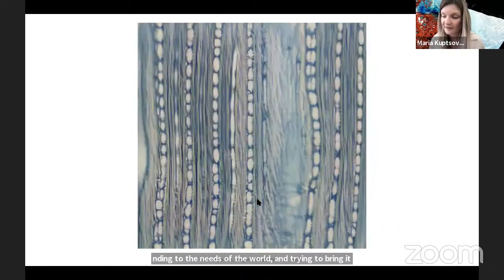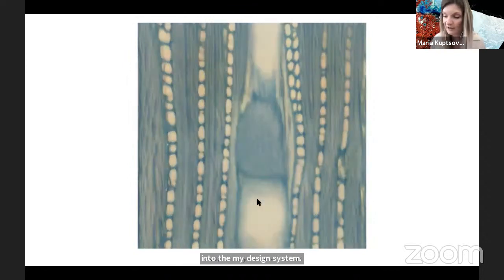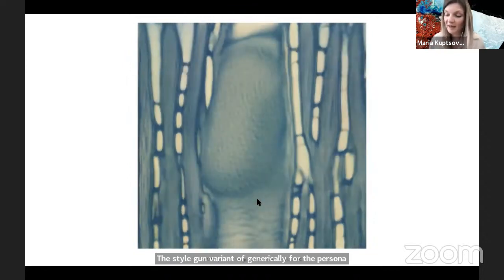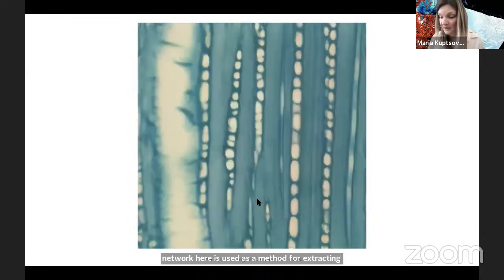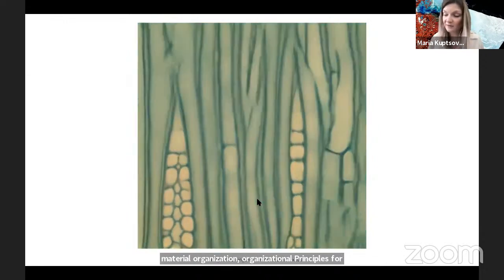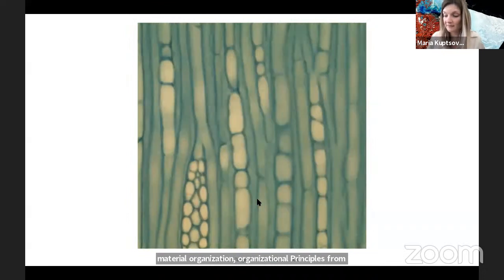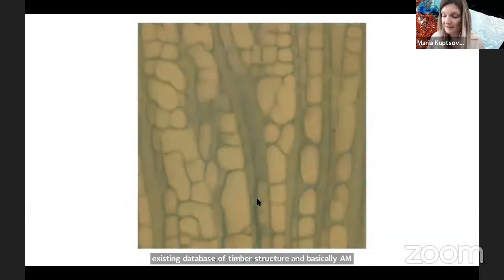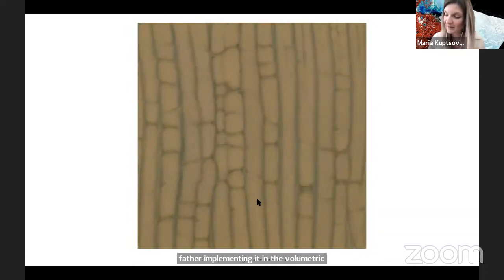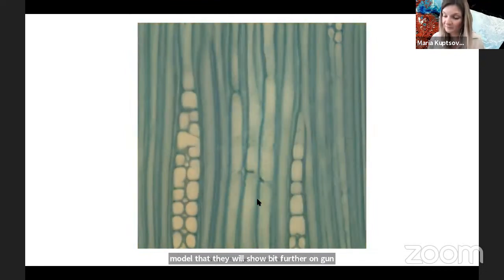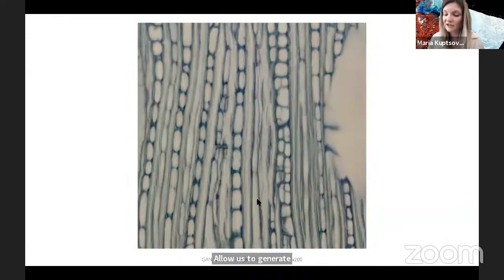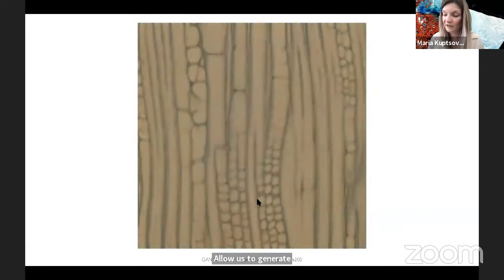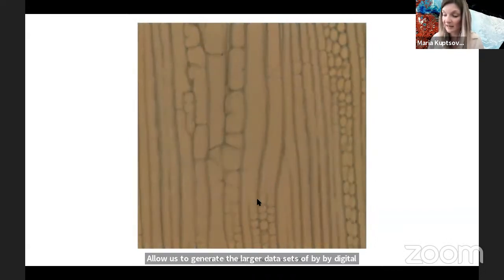The StyleGAN variant of generative adversarial network here is used as a method for extracting material organizational principles from an existing database of timber structure. And basically, I'm further implementing it in the volumetric model that I will show a bit further on. GAN's architecture for training allows us to generate larger data sets of biodigital structure using style transfer.